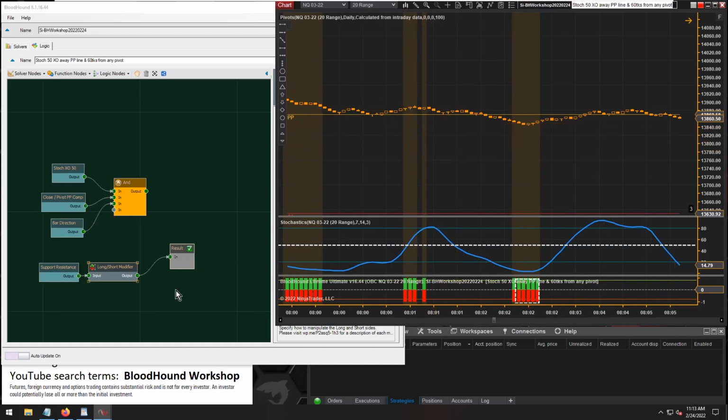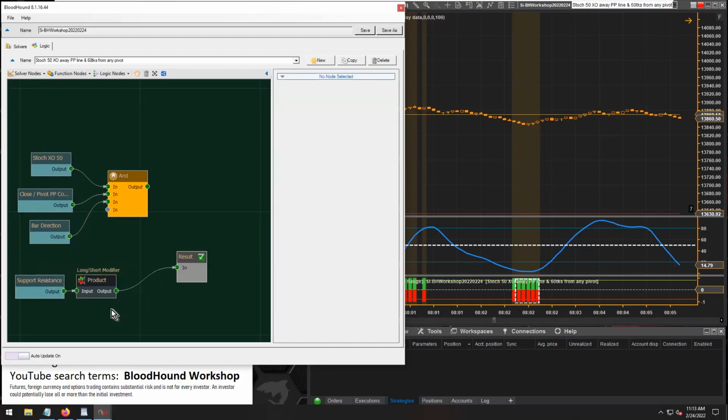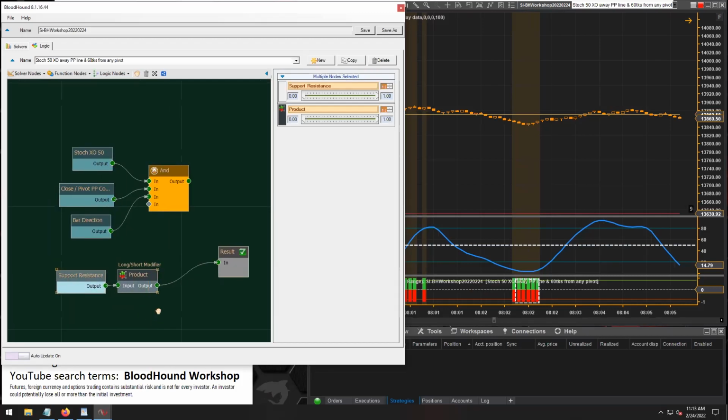All right, so let me get back to the long short modifier, and I always like to name it for the mode that it's doing. There we go. So it's doing a product, which is multiplication.